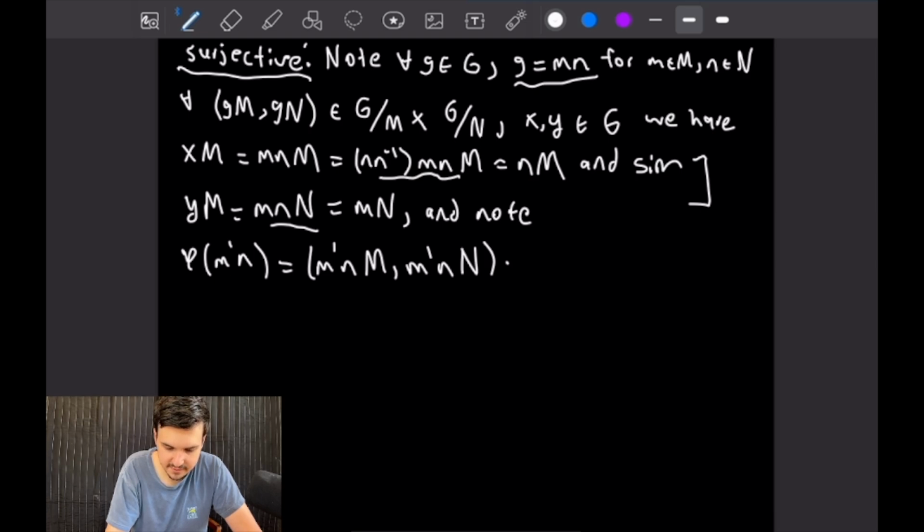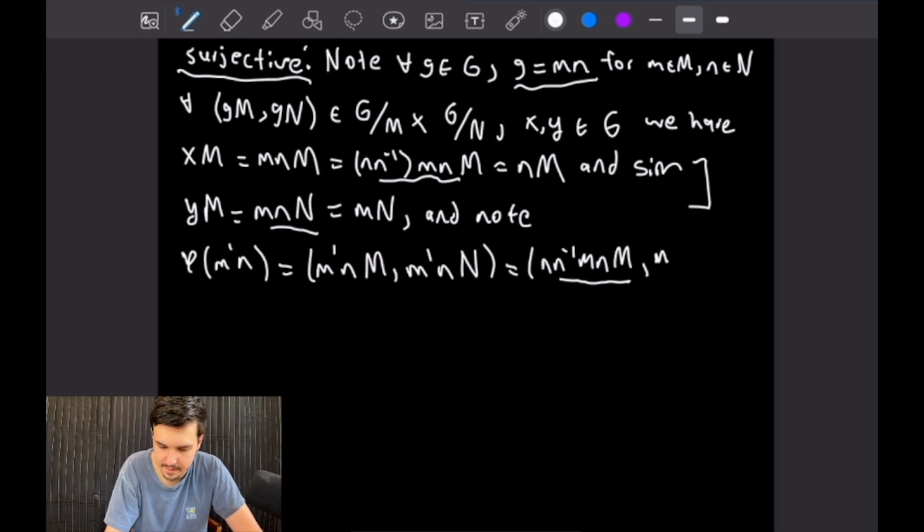So we're going to do that conjugacy action in our first input here. So we'll have that this is equal to n times n inverse times m times n times big M. Once again, we will be absorbing this into our M here. And then here on the right, we can absorb our n into our big N, and we'll be left with m prime times n. And just like we did just above, that means that this will be equal to xM and yN.